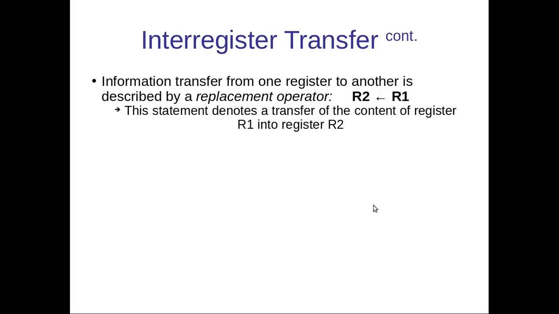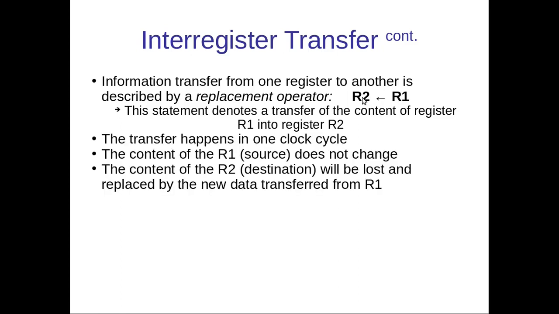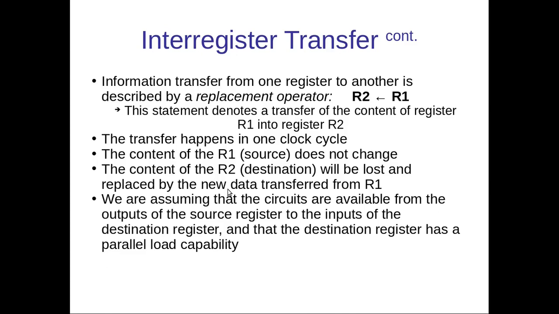Information transfer from one register to another is described by a replacement operator. This arrow indicates our replacement operator. R1 arrow R2: this statement denotes a transfer of the contents of register R1 into register R2. This transfer happens in one clock cycle. The content of the R1 source does not change. The content of R2 will be lost and replaced by the new data transferred from R1.